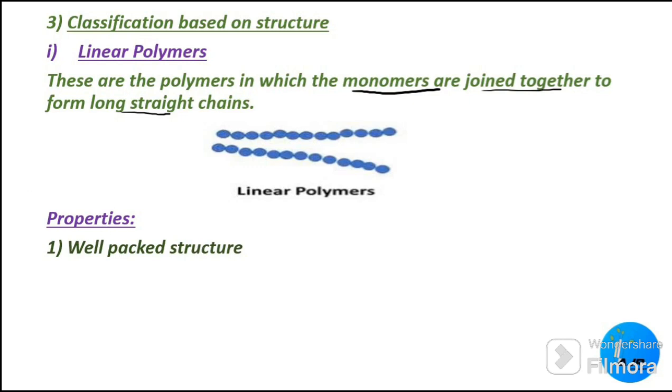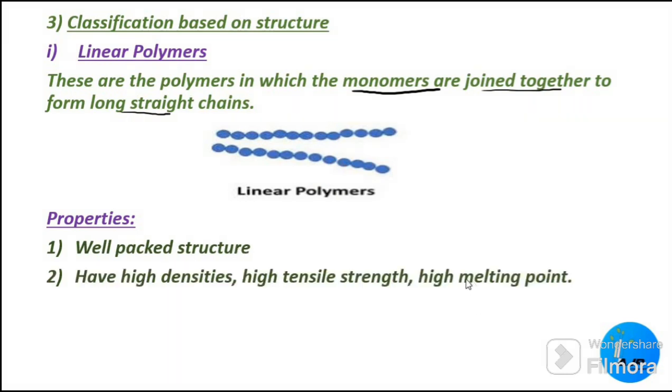Coming to the properties, they have a well packed structure. In the case of linear polymers, the polymeric chains usually stack one over the other and form a well-packed structure. Due to this close packing, these linear polymers have high densities, high tensile strength, and also high melting point. Can you understand?